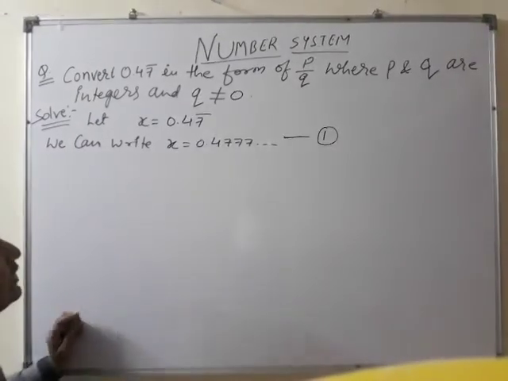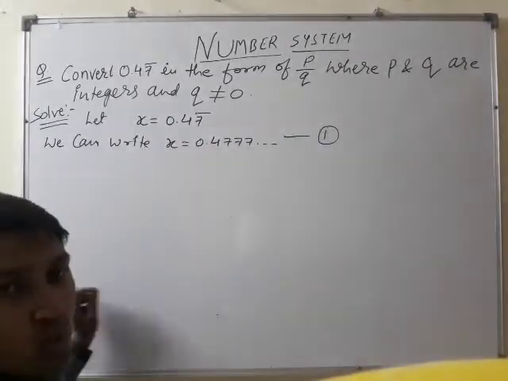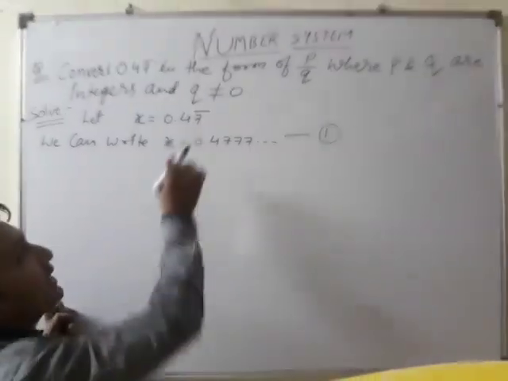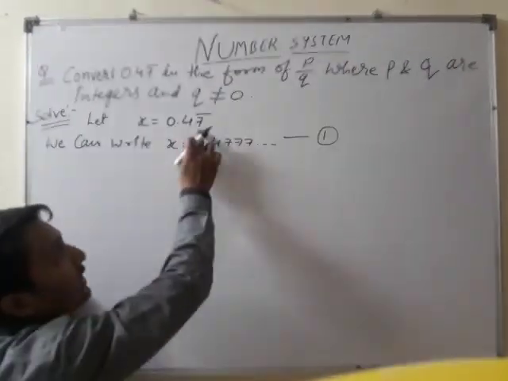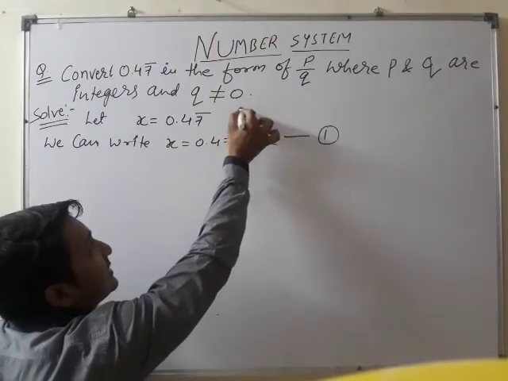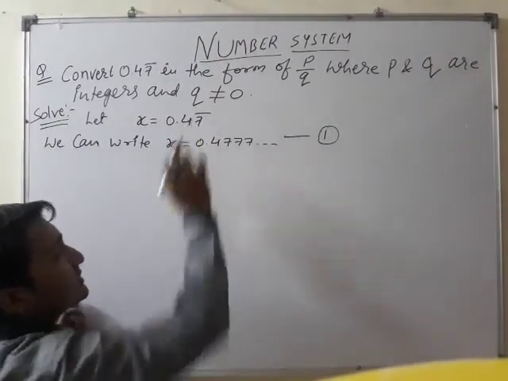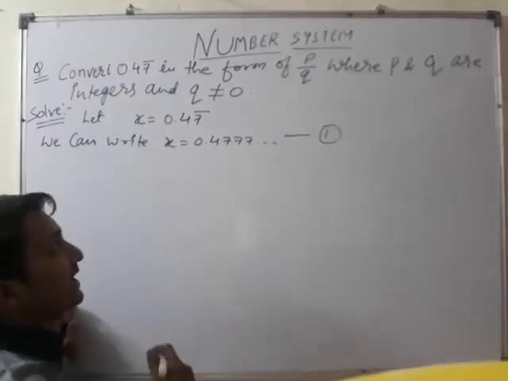Now what will we do? The bar is only on 1 digit, so we will multiply both sides by 10. If the bar is on both digits, 4 and 7, like this, then we will multiply by 100, but this time the bar is only on 7, so we will multiply both sides by 10.